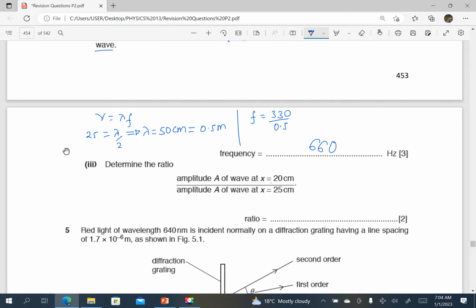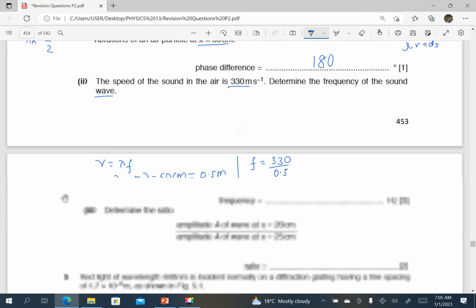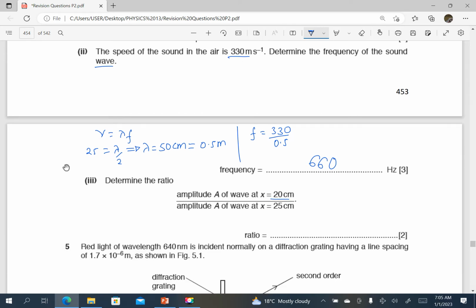Determine the ratio of amplitude A of the wave at x equals 20 centimeters over amplitude A of the wave at x equals 25 centimeters. So let's check the amplitude. Remember, this is a graph of A squared. We shall find the ratio.